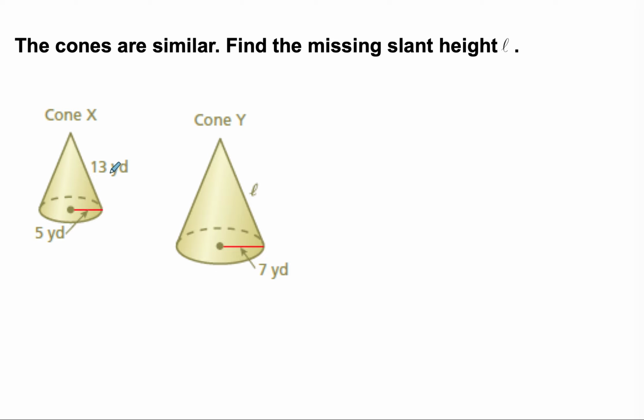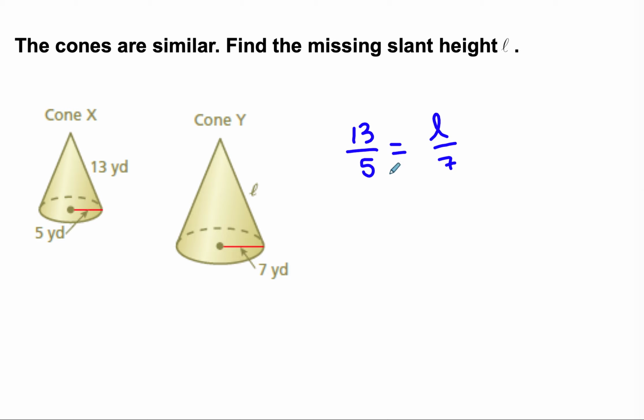Okay, so we are going to set up and solve a proportion. I'm going to start with my cone X numbers. I'm going to put the slant height on the top and the radius on the bottom, 13/5. And then here I don't know what the slant height is, and the radius is 7. Now I could have flip-flopped it if I wanted to. No matter how you write your proportion, that slant height and the 5 need to be diagonal from each other. Otherwise, you did not set it up correctly. So I put my slant heights on the top and my radiuses on the bottom.